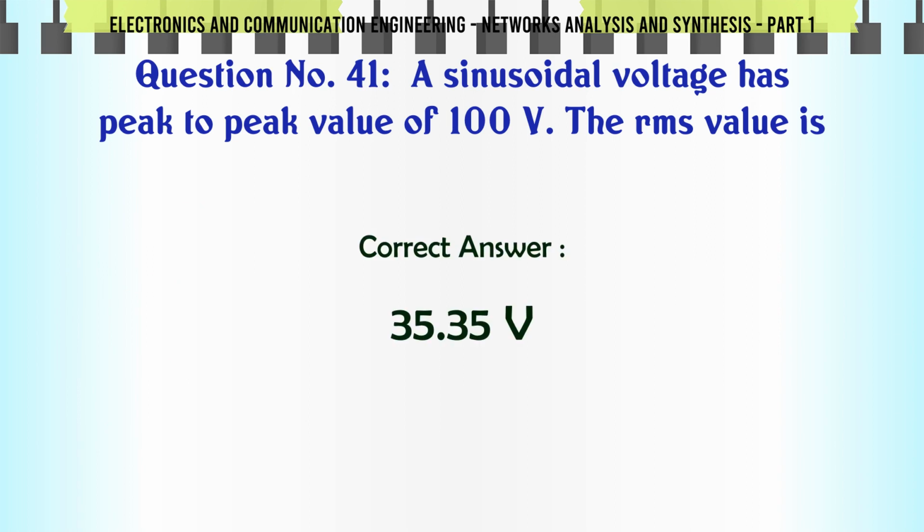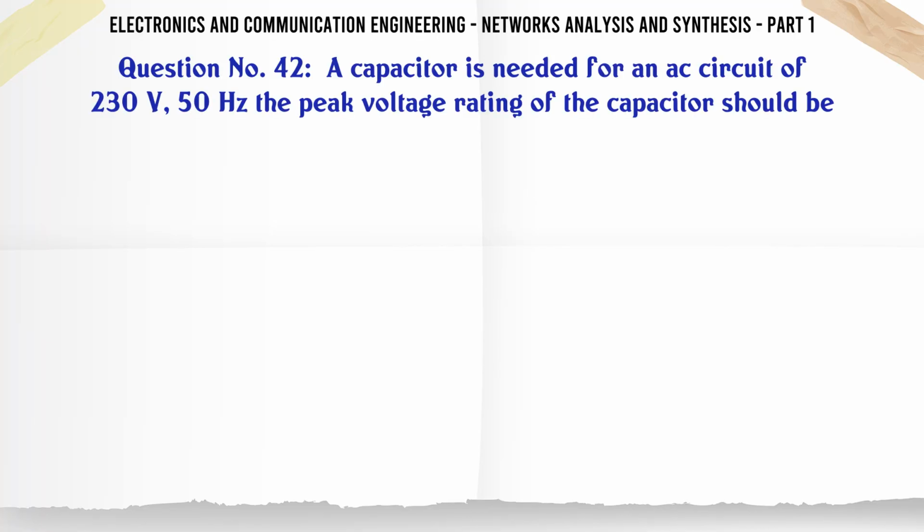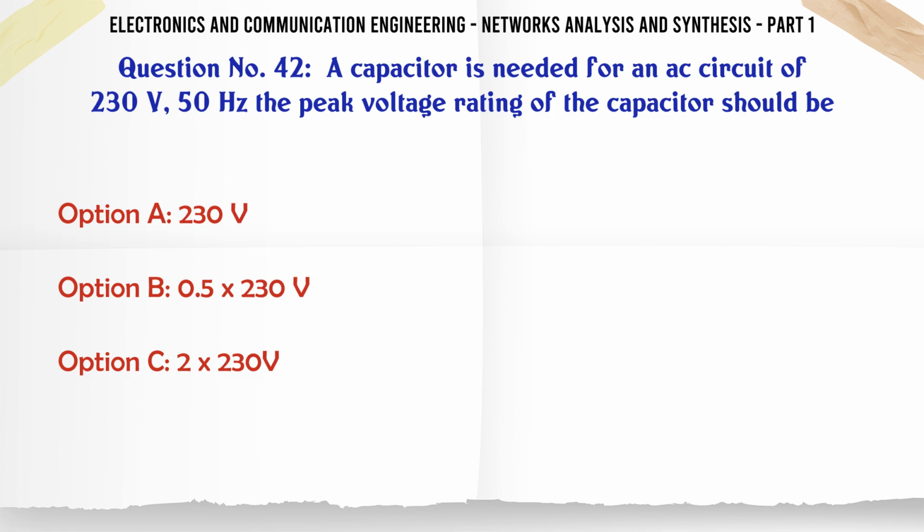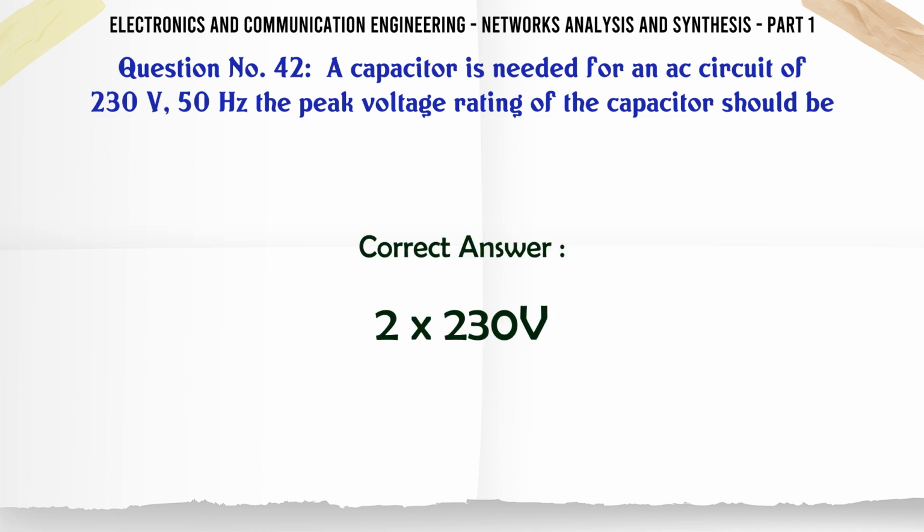35.35 V. A capacitor is needed for an AC circuit of 230 V, 50 Hz. The peak voltage rating of the capacitor should be A 230 V, B 0.5 x 230 V, C 2 x 230 V, D 232 V. The correct answer is 2 x 230 V.